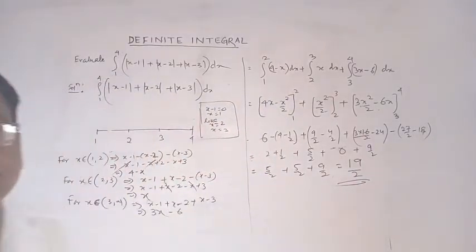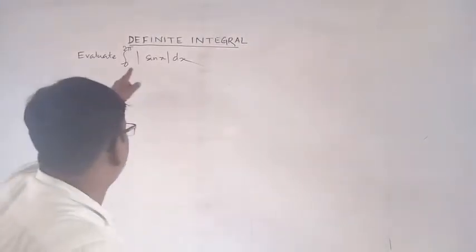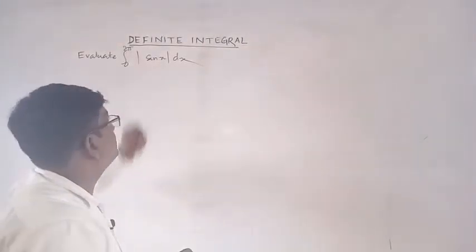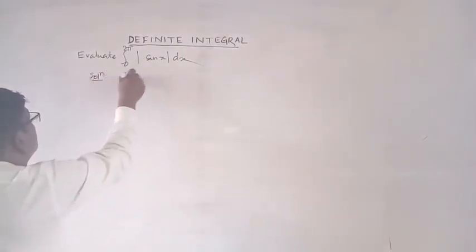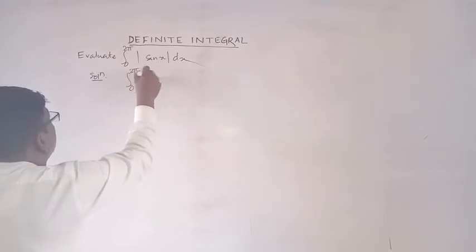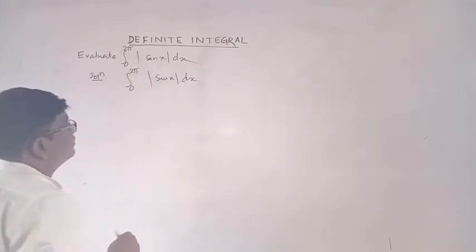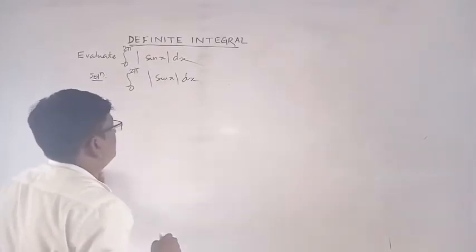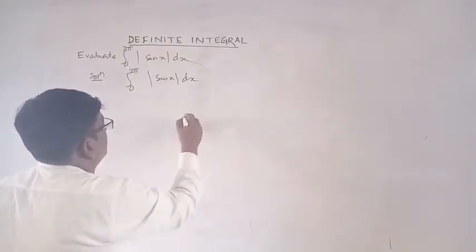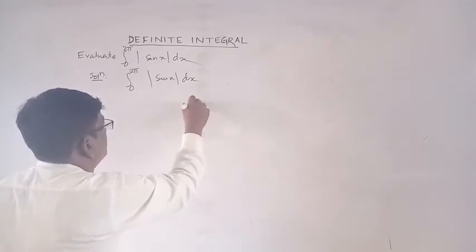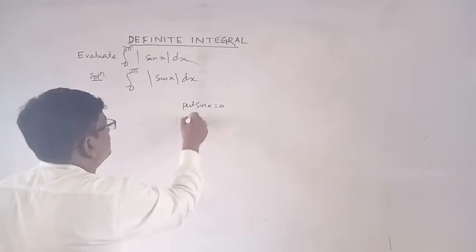Then this is another question, integral from 0 to 2 pi of mod sin x dx. Solution is integral from 0 to 2 pi of mod sin x dx. Now find the zeros of sin x in 0 to 2 pi. Okay, so put sin x is equal to 0. So x is equal to what?